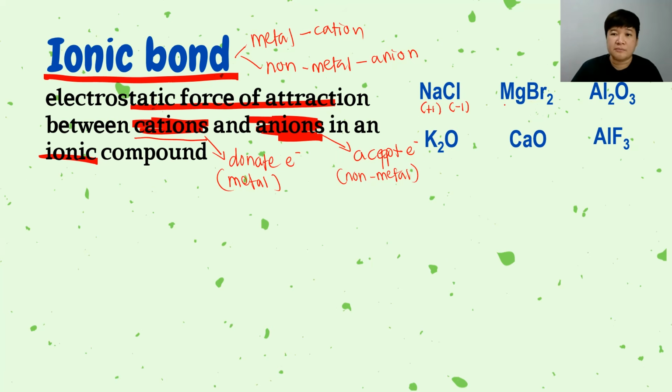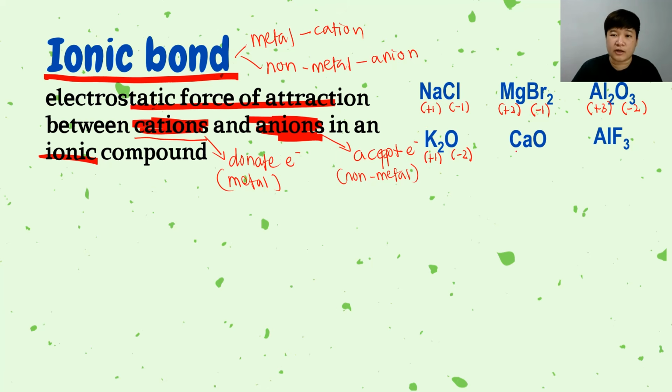Magnesium will normally be a positive 2, your bromine will normally be a negative 1. Your aluminium, normally a positive 3 metal, oxygen, a negative 2 non-metal. Potassium oxide, where your potassium will normally be positive 1, oxygen normally negative 2. So look at that, that is your ionic bond between them.